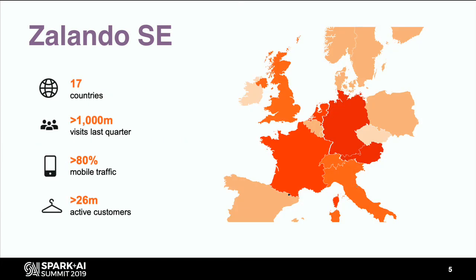And one thing when you talk about Europe is that although it started in 2008, it's not a small company. We are present in 17 countries, and we have a massive scale. We are not at the scale of Amazon, but quite a big scale, with more than 1,000 million visits per quarter, with 80% of the traffic going on mobile, and with monthly active customers being more than 26 million.